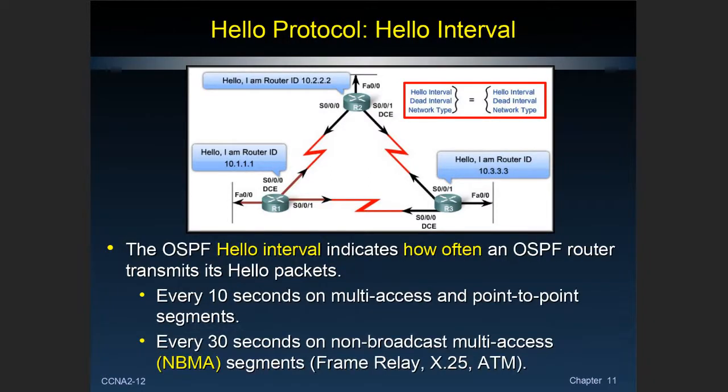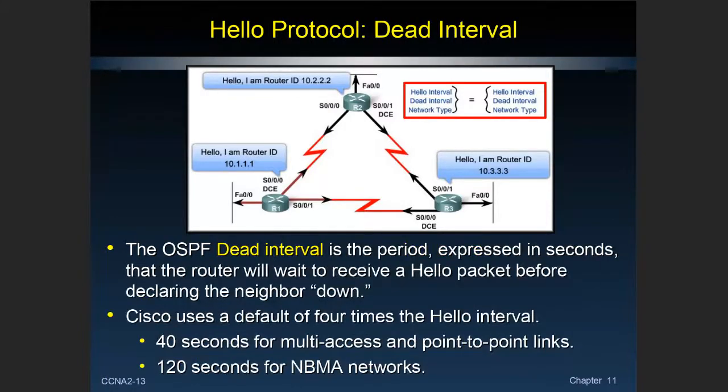So by default, these hello packets are sent out every 10 seconds on multi-access, like Ethernet, and point-to-point segments, like these serial segments. Non-broadcast multi-access, which is not frame relay, that's no longer in the curriculum, these are typically slower links, so they don't send them out so fast. They only send them out every 30 seconds. But we won't get to configure that. We don't have to worry about any OSPF stuff. Okay, the dead interval by default is 4 times the hello interval. So every 10 seconds, I'm going to send out hello.